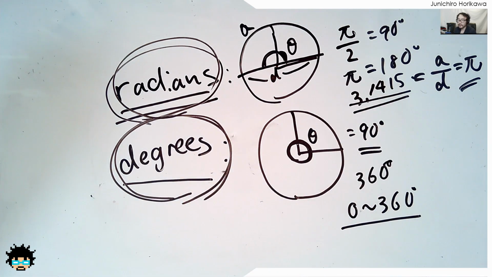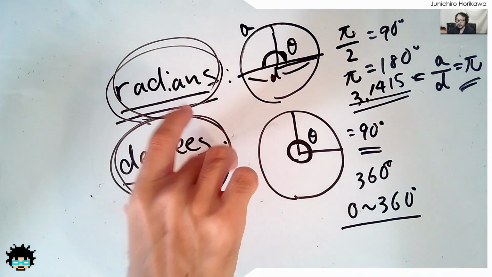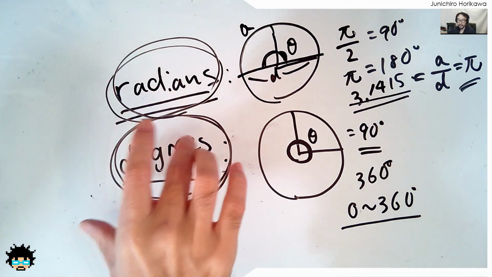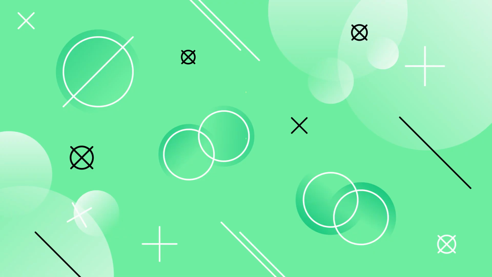Now fortunately there is a function in Houdini to convert an angle from degrees to radians or radians to degrees, so let's try that out first.